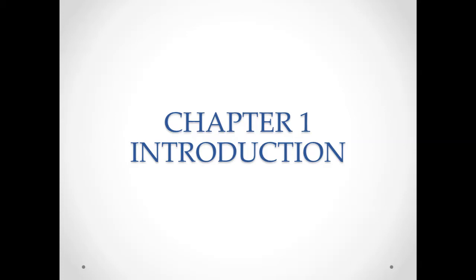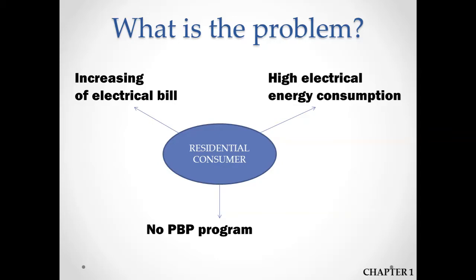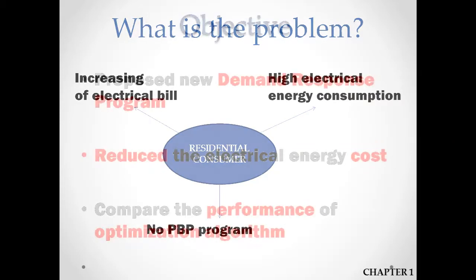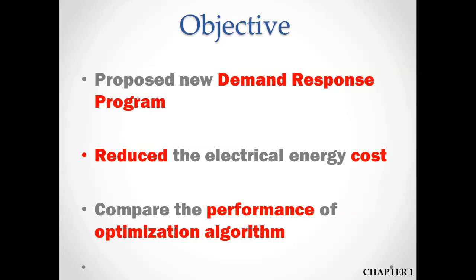Chapter 1, Introduction. What is the problem that we need to solve in this research? The project scope is about the residential consumer problem. The three main problems are increasing consumer electricity bills, high energy consumption, and the consumers have no choice in choosing their tariff program. The research objectives are obtained from the problem statement. The aims of the research are to propose a new demand response, reduce the electricity cost, and lastly, to compare the performance of proposed optimization algorithms.